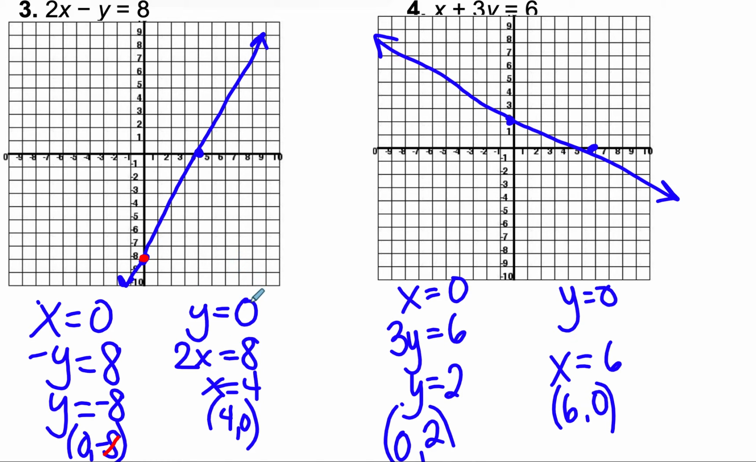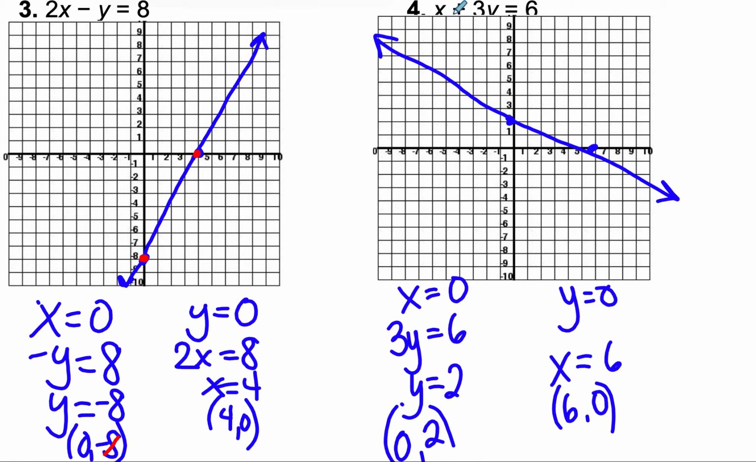Then I did the same thing for y equaling 0. So I put in 0 for y up here. I was left with 2x equals 8. When you divide by 2, you get x equals 4. That means on the x-axis, we're putting the point on 4. And then once you have those 2 points, you can connect them with a line.